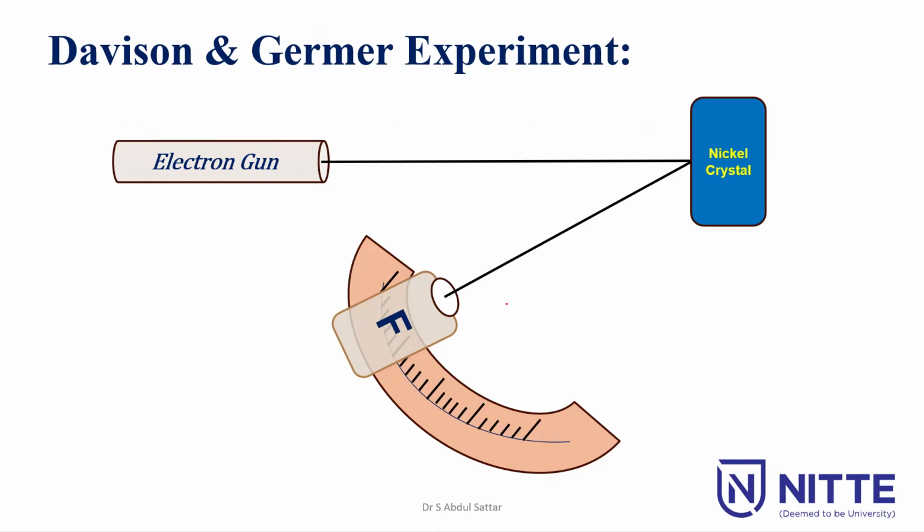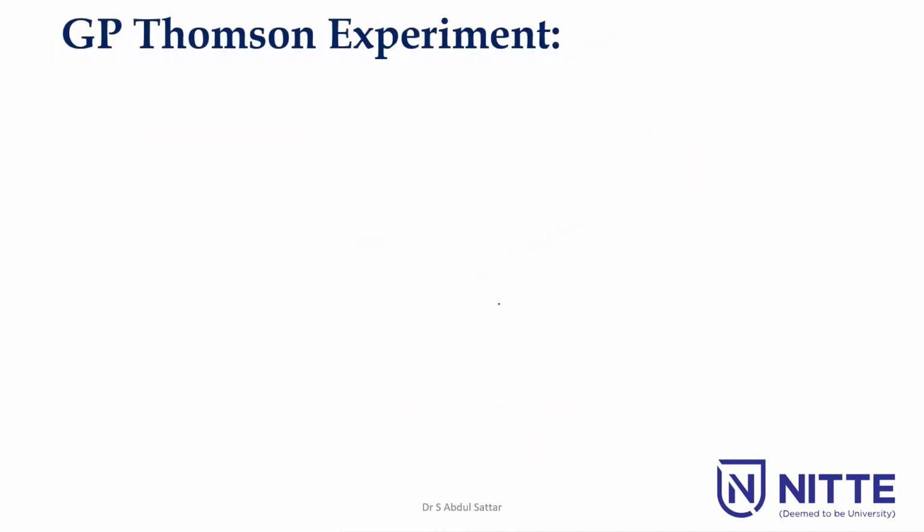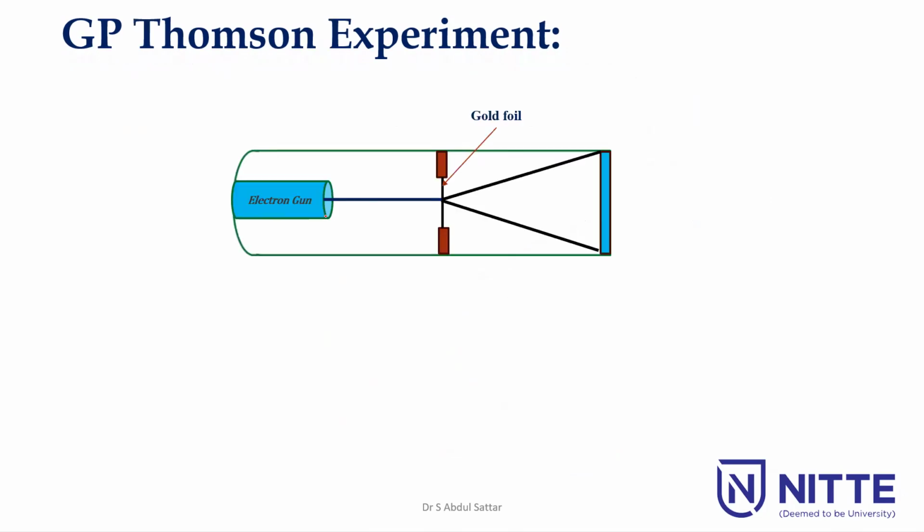In a similar way, one more experiment was done by G.P. Thomson. In his experiment, he focused an accelerated beam of electrons onto a gold foil. In the previous Davisson and Germer experiment, the electrons were accelerated through around 100 to 300 volts. But in this case, the electrons are accelerated through a potential difference of 10,000 volts to 50,000 volts, and focused on the gold foil. The scattered beam is collected on the screen.